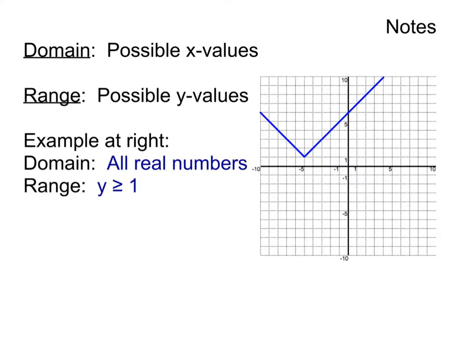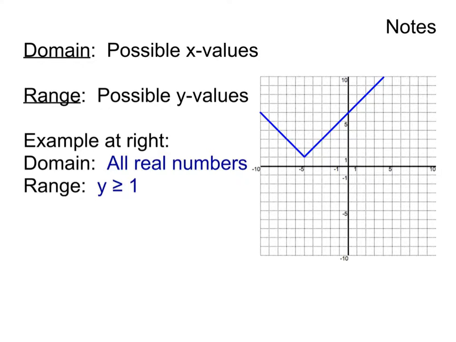But the reason why domain's not going to come up as often during the first half of this class is because basically for all the functions that we're going to be starting by looking at this year, it's going to be all real numbers. It's the second half of the year that it starts changing up a bit more.